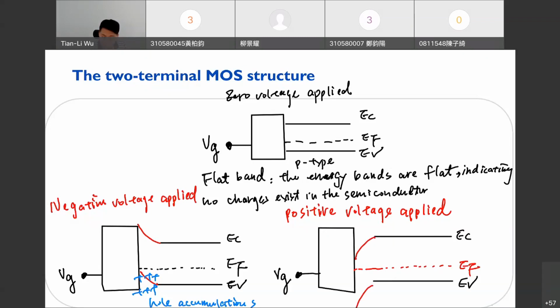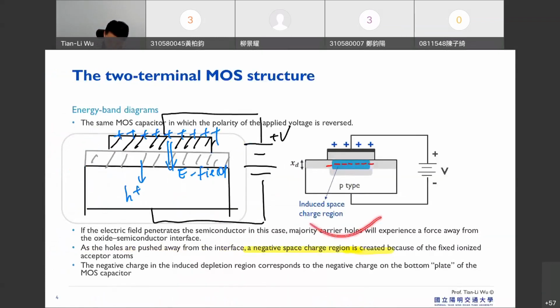And that means that right now your Fermi level at this interface is close to your conduction band. That means you have induced negative space charge, with the depletion width of this one. So that's also the same one that we previously discussed here.